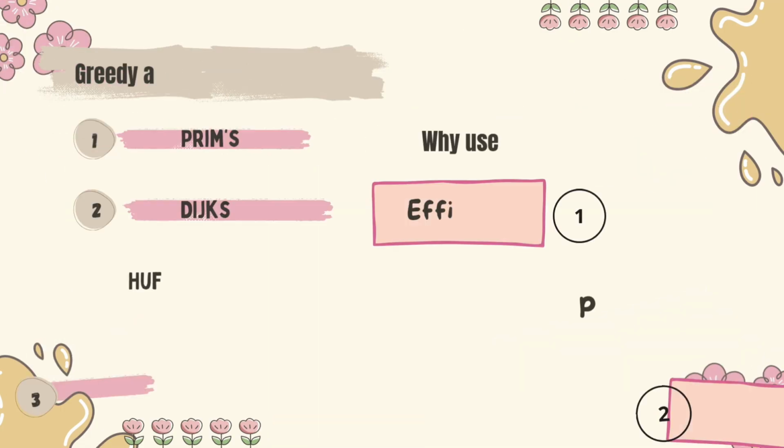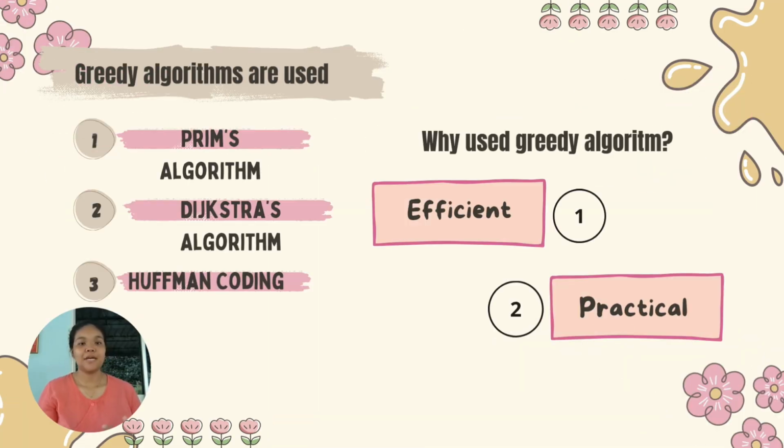Greedy algorithms are commonly used in real-world applications because they are fast and easy to implement. One example is Prim's algorithm, which finds a minimum spanning tree by repeatedly choosing the lowest cost edges to connect all nodes. This makes it useful for designing efficient networks such as communication or wiring systems. Another example is Dijkstra's algorithm, which calculates the shortest path between nodes by always selecting the closest unvisited node. It is widely used in navigation systems and routing protocols.